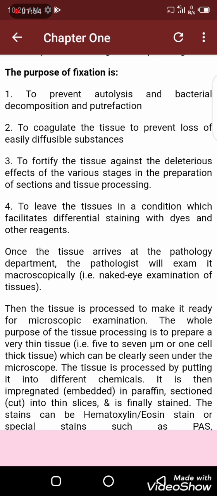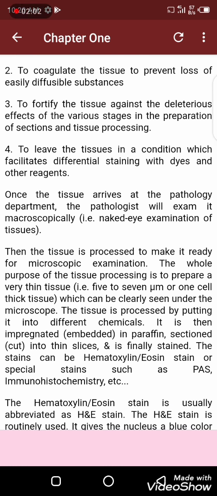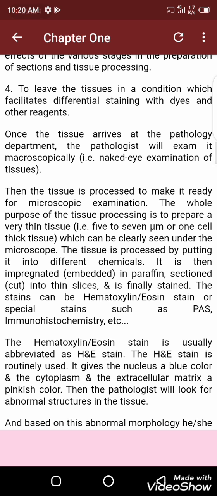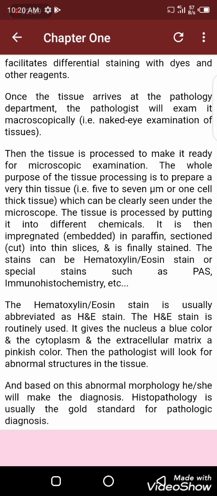Once the tissue arrives at the pathology department, the pathologist will first examine it grossly, i.e. naked eye examination of the tissue. Then the tissue is processed to make it ready for microscopic examination. The whole purpose of the tissue processing is to prepare a very thin tissue, i.e. 5 to 7 micrometer or 1 cell thick tissue, which can be clearly seen under the microscope. The tissue is processed by putting it into different chemicals. It is then impregnated, embedded in paraffin, sectioned into thin slices, and finally stained.